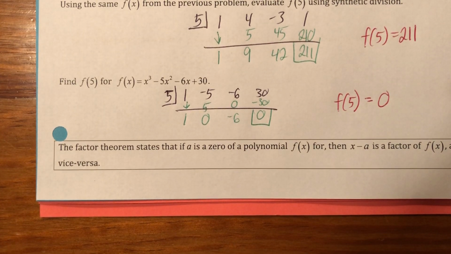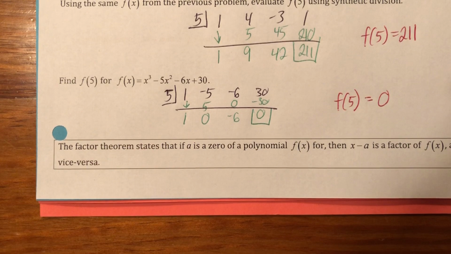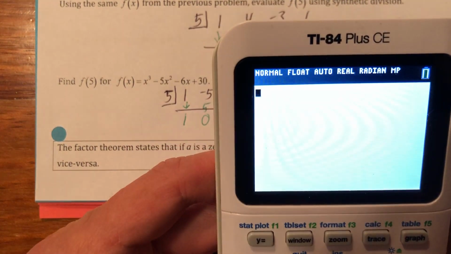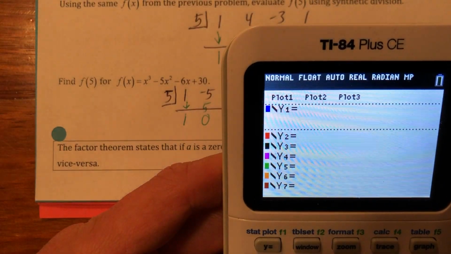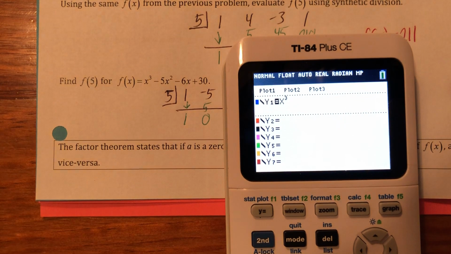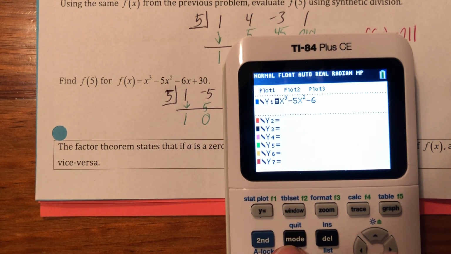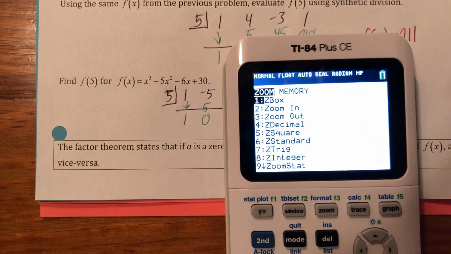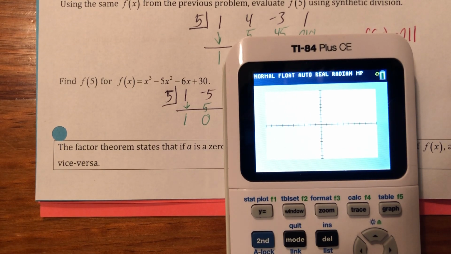Well, I'm going to graph it and show you something. Then we'll talk about what's in this little box down here. Then we'll go to another video, flip it over to the back. So here goes, y equals, I'm going to type that in, x to the third minus 5x squared minus 6x plus 30. And if I was to graph this, I'm going to just go with a standard window. It does this, it does that, it does this.